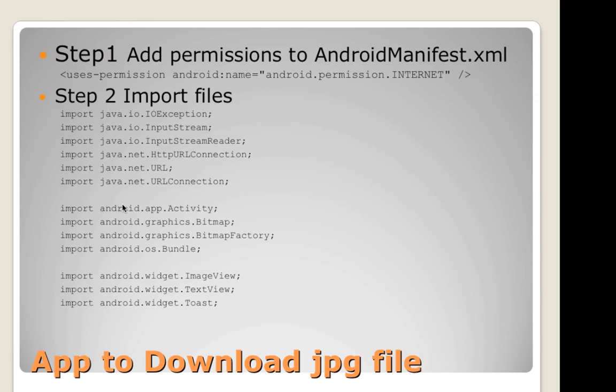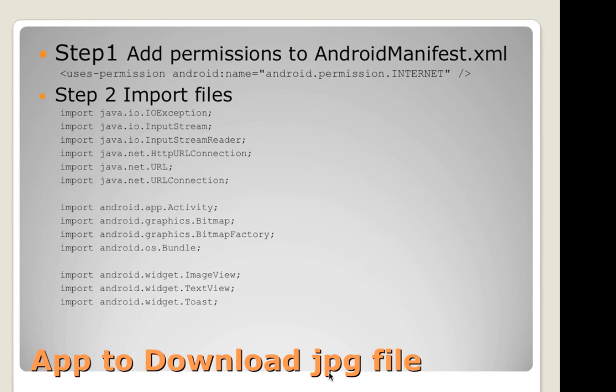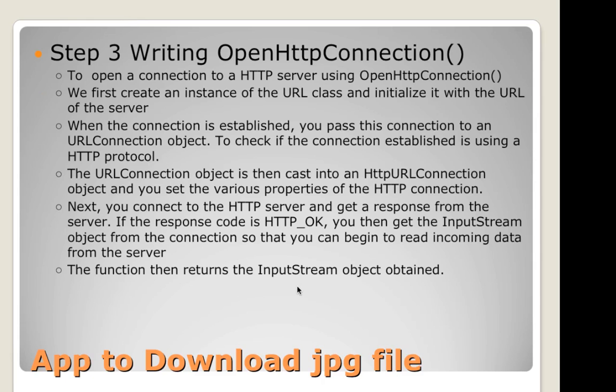You also want to look at the Android includes as well, the activity, the bitmap factory for an image, let's say. So the app is going to download a JPEG image. Mine's going to download a PNG image. Actually, it's going to download the ITU logo from the ITU website. So we'll see that happen. And then writing on the open HTTP connection.